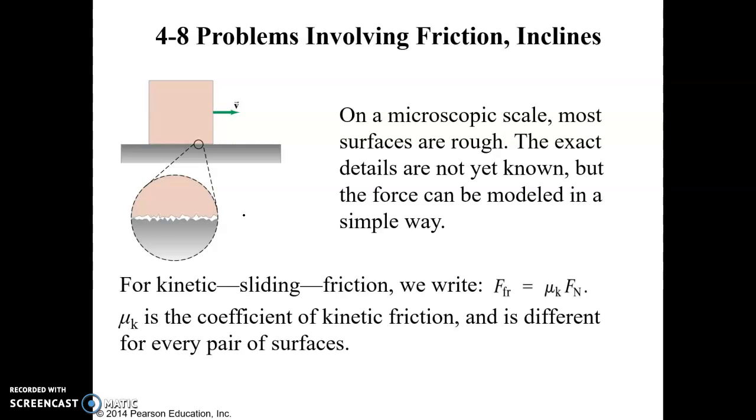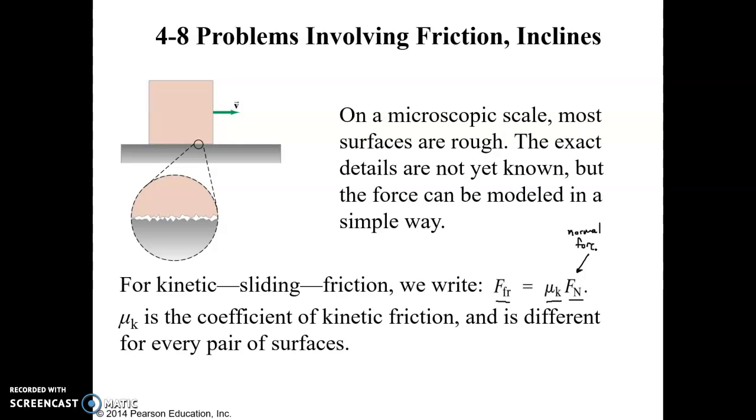Friction always opposes motion, and there are two types of friction. There is static friction, and there is kinetic friction. So if we look at kinetic friction, the force of friction is equal to mu sub k times F sub n. Now this we have talked about before. F sub n is the normal force.